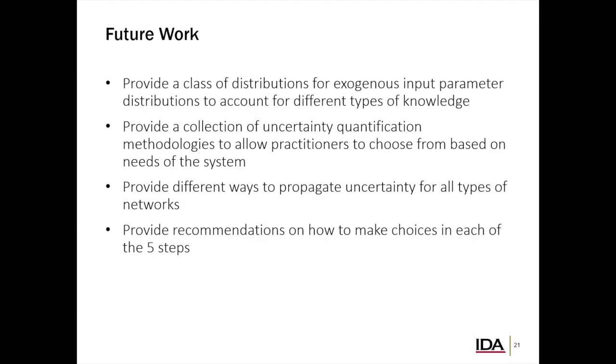Okay, and just a quick plug on future work. We're coming up with that class of distributions, like I said. Going to try to be a maximizing entropy class. We're coming up with a collection of UQ methodologies that you can use on networks. We're coming up with different ways to propagate that uncertainty. We're going to, again, put that down all in our paper with the pros and cons. And a majority of this is really just to get the practitioners thinking about the choices they're making and how to best allocate the limited resources we all know we have.